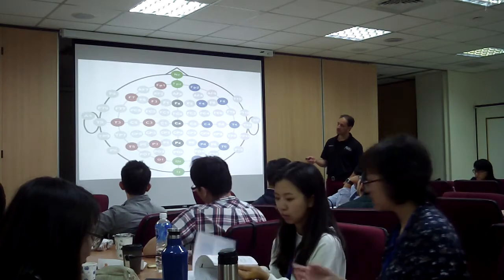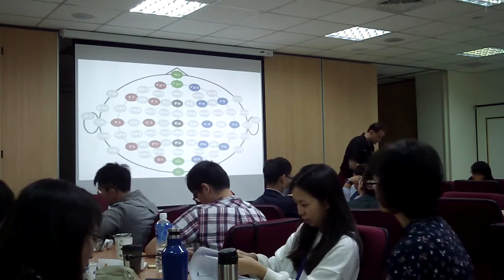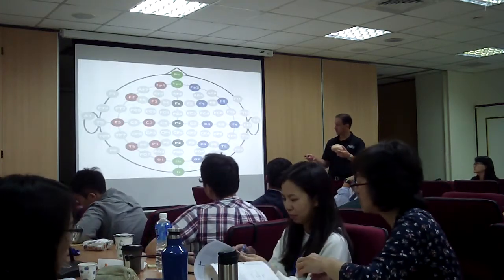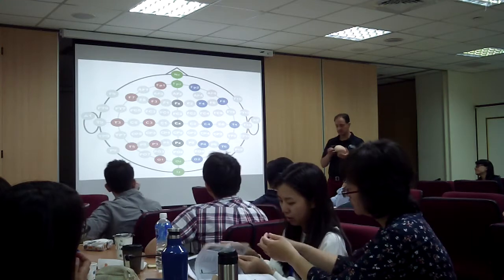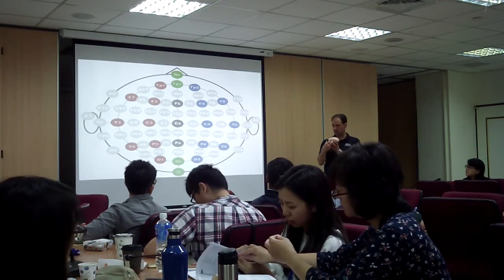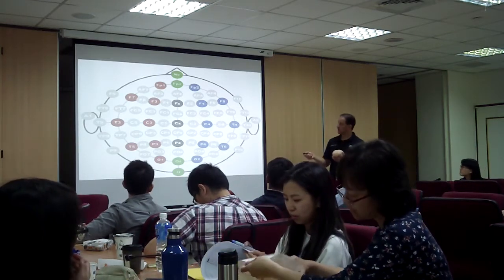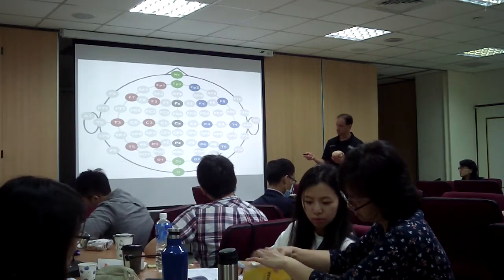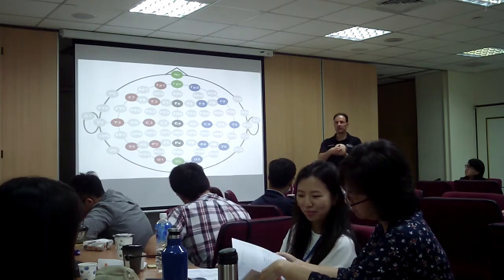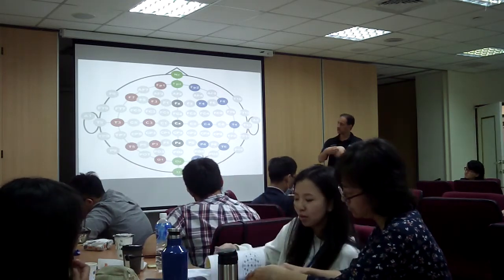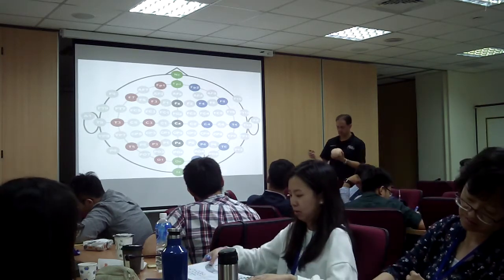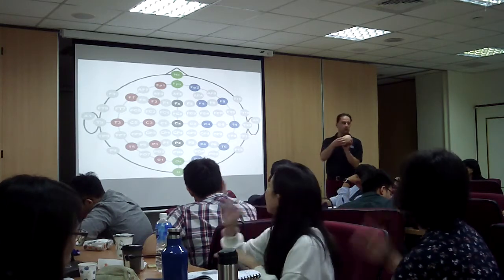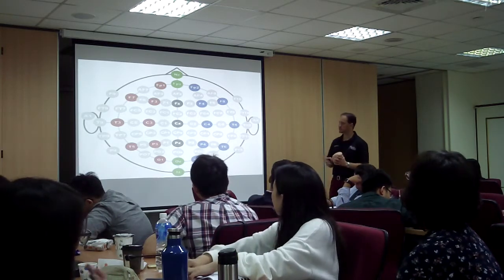F7 is going to be your Broca's area. Somewhere around here, on the left side. And then F8 is going to be the same region on the right side of the brain. Okay? Now, Z is the midline, it's the vertex. So FZ is going to be your midline frontal lobe. CZ is going to be your sensory motor cortex, the midline, and then PZ is going to be your parietal mid. All right? So that's the convention we use.